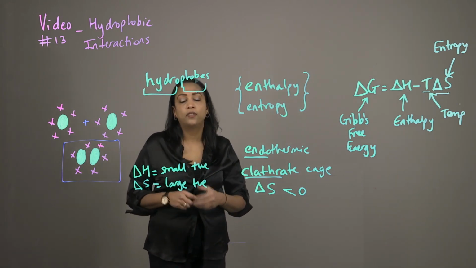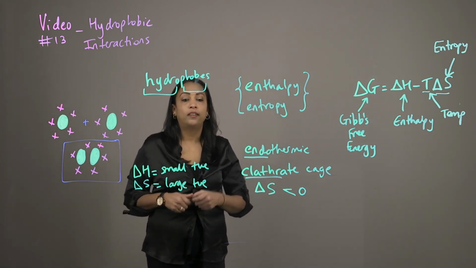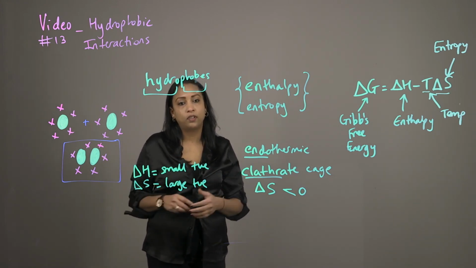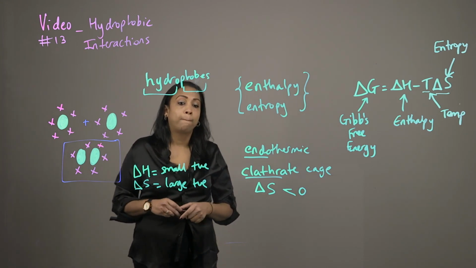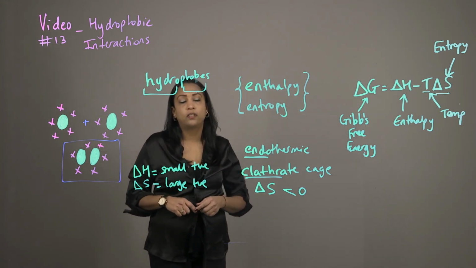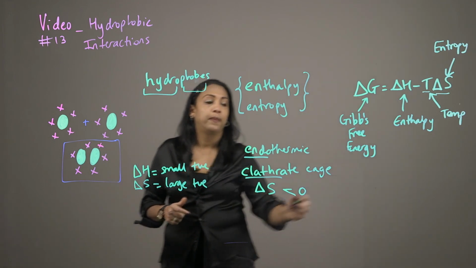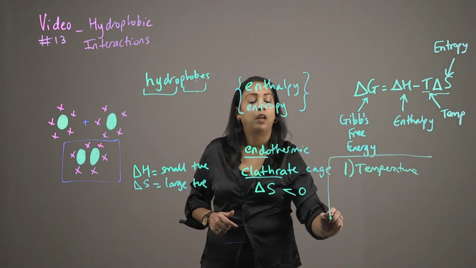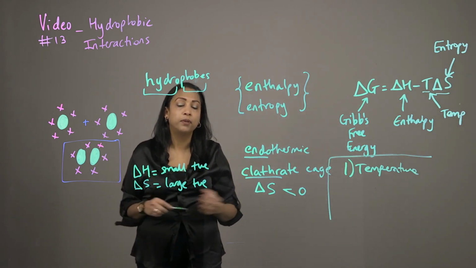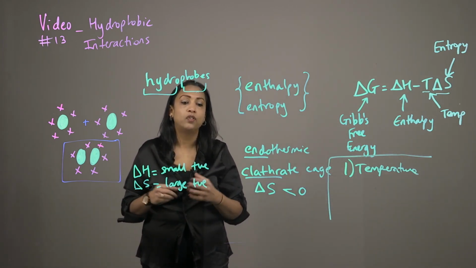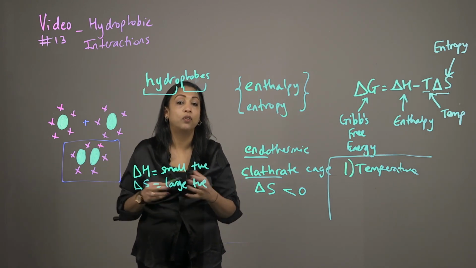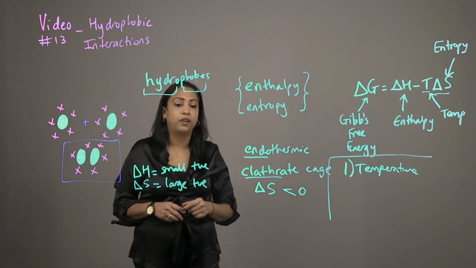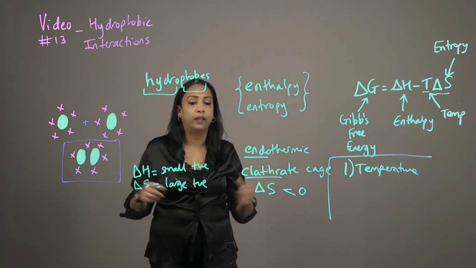So hydrophobic interactions are relatively stronger than other weak intermolecular forces that we've described before, such as hydrogen bonds and van der Waals forces. The strength of hydrophobic interactions depends on several factors. The main ones are temperature. So as the temperature of a system increases, the strength of the hydrophobic interactions also increases. However, at extreme temperatures, hydrophobic interactions will tend to denature or break up.